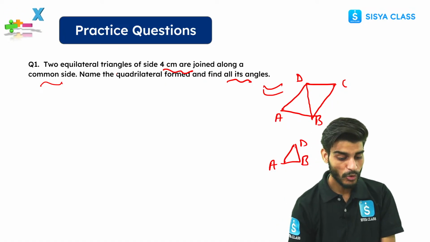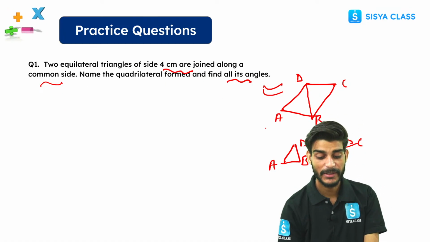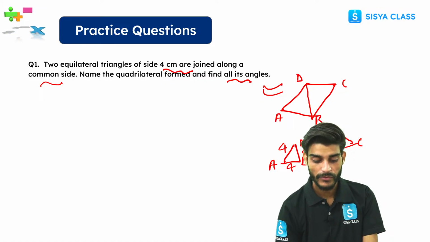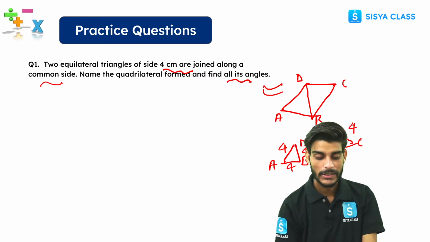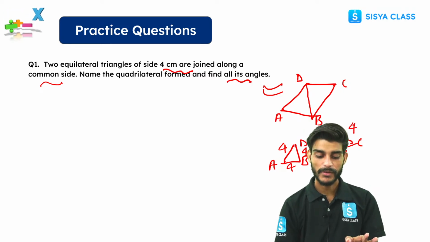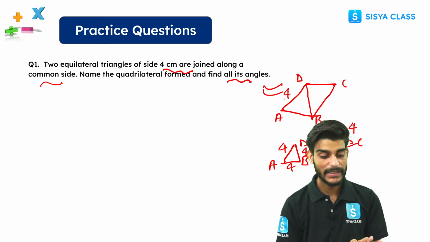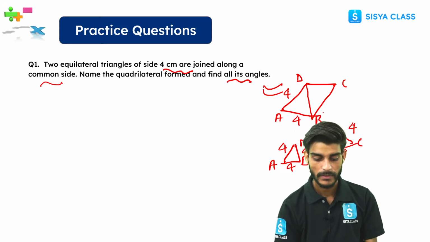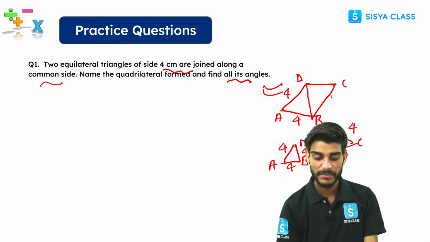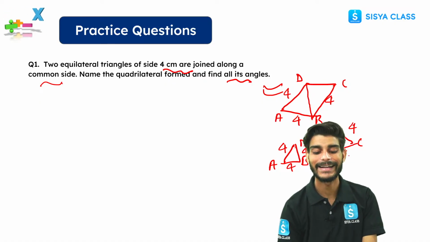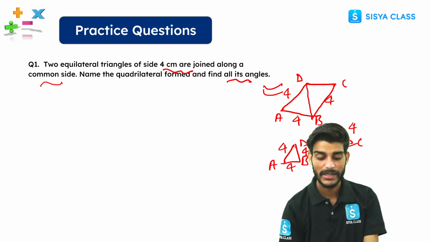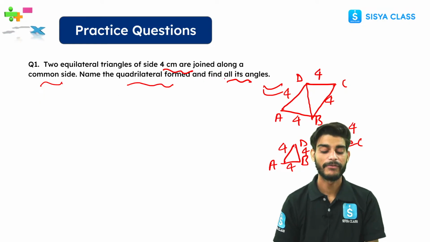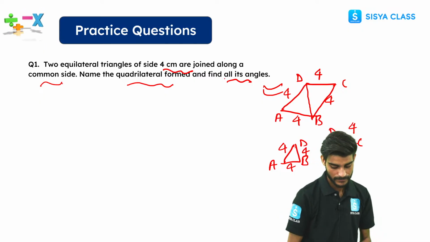Now it is telling two equilateral triangles of side 4 cm. So this was an equilateral triangle 4, 4, 4, and the other 4, 4, 4. If you see, AD here is 4, AB is 4. Can you tell me BC? BC is again 4. In the second triangle you can see BC is 4. What about CD? CD is again 4. So name the quadrilateral formed and find all its angles.